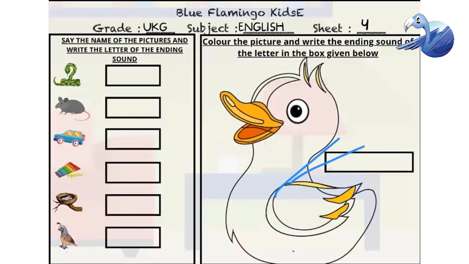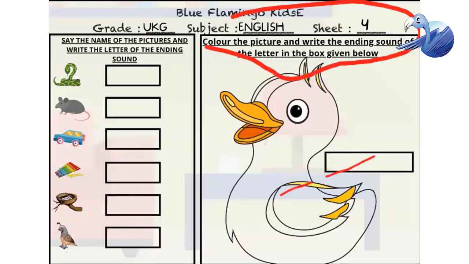Now next one. Nightingale. Sorry, it's a quail. So you have to write your L. L. What is the phonic sound of letter L? It's L. Okay.